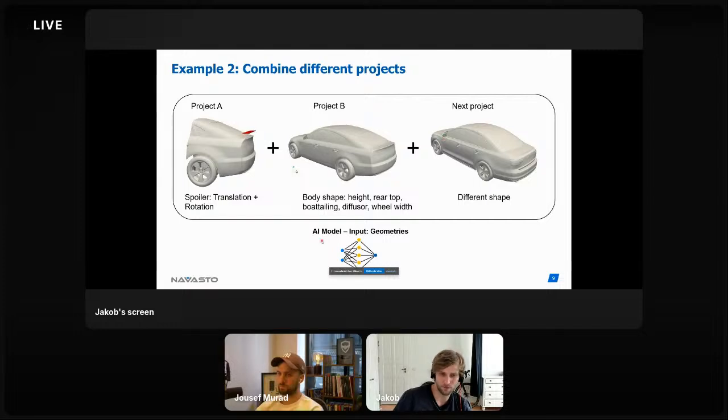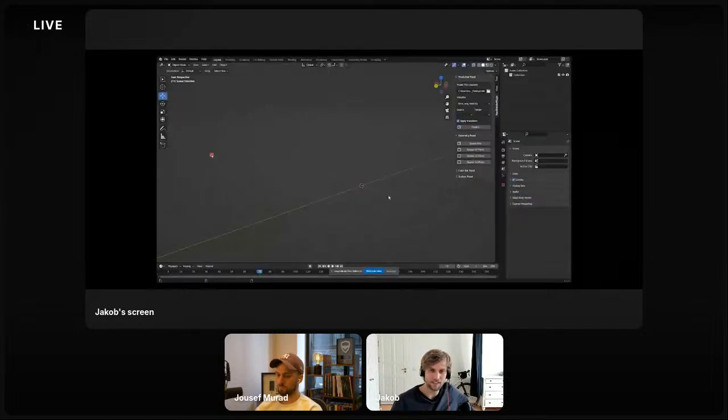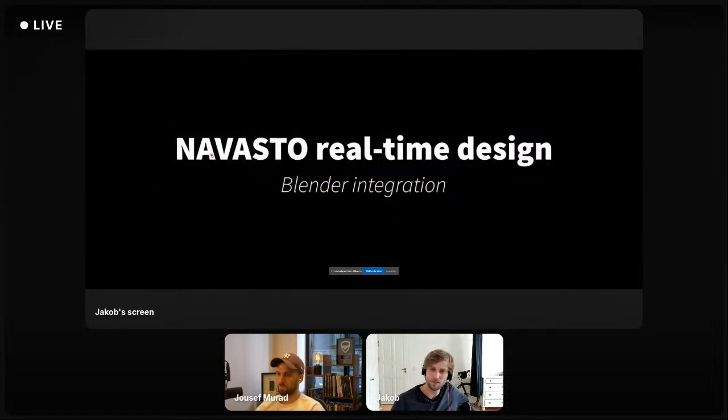So you have to create an AI model which uses really the geometries as an input. And there are different technologies like a CNN, convolutional neural network, a PCT, a point cloud transformer. But we at Navasto like to use a GNN, which gives you a lot of flexibility and works directly on the tessellated surfaces that are also usually the input for a new simulation. And the nice thing is you can create new inputs very easily.